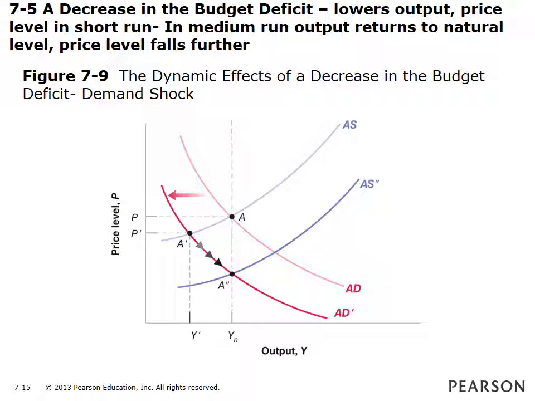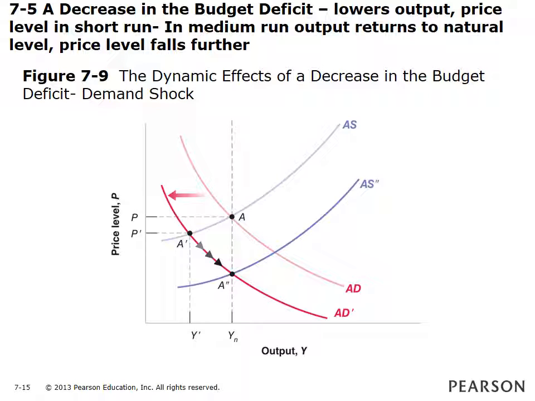Figure 7-9 shows effect of contractionary fiscal policy on output in the short run and medium run. Decrease in government spending leads to a decrease in aggregate demand. Thus, AD curve shifts to the left to AD prime. Economy moves from point A to A prime. Equilibrium output falls and so does the price level.